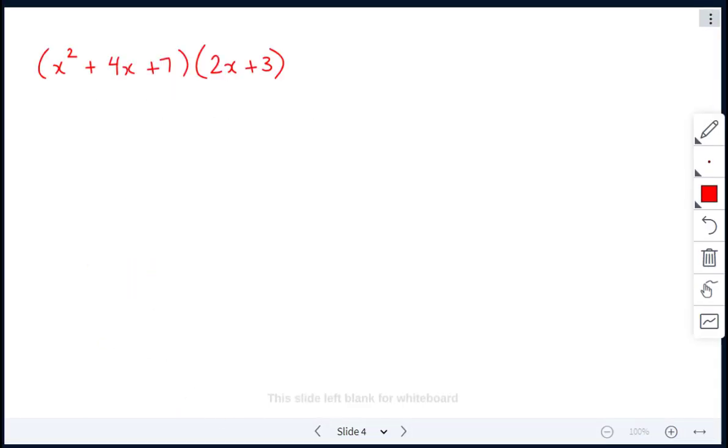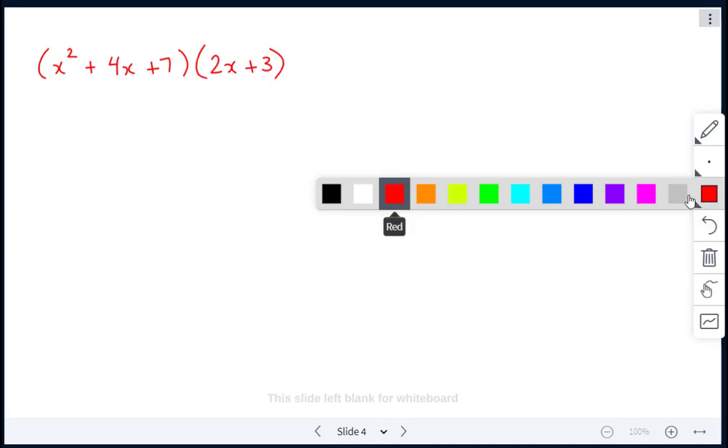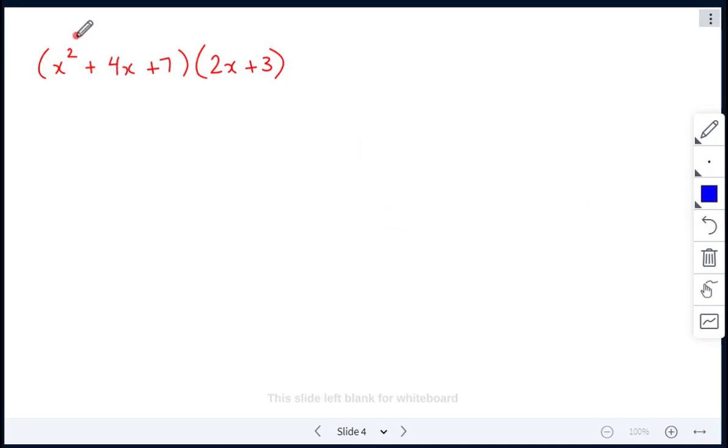Okay, so we're just working on this example here, and I'm just going to show this using arrows. So we have to take this x squared, we have to multiply it to the 2x, we have to take the x squared, and we have to multiply it to the 3. Then we have to take the 4x, multiply it to the 2x, multiply it to the 3, and then we have to take the 7 here, multiply it to the 2x, and multiply it to the 3. All right, so lots of arrows there.